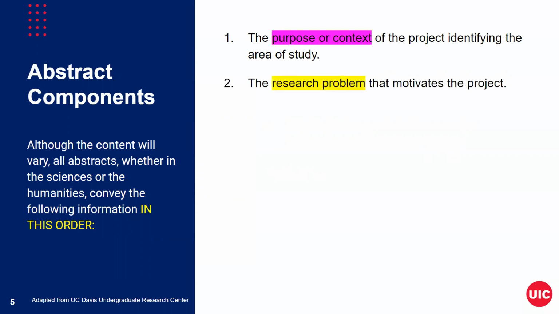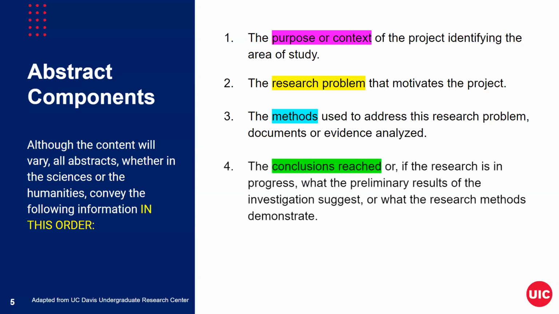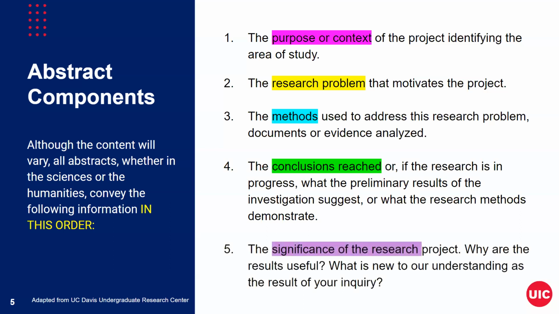Next, you will talk about the research problem or the goal of your research. Followed by that would be the methods that you will use to answer your research question or to address your research problem. Findings or conclusions: what have you reached? Or if your research is still in progress, at least report on preliminary research results. And then finally, you're going to end with the significance of these findings or this research project.